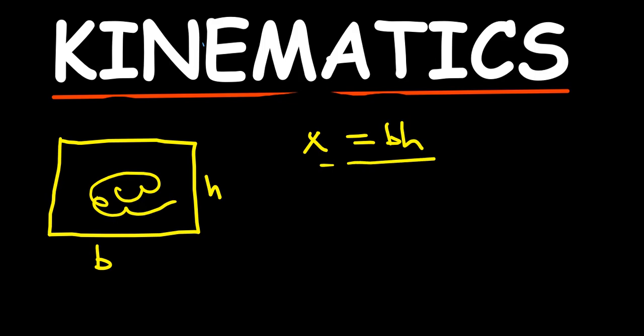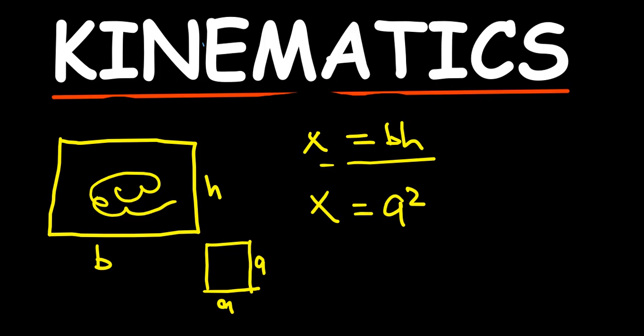What if it's a square? We know that a square has equal sides, so it means here we are going to have a there and a there. Because it's a square, it has equal sides, so our distance will just be a squared. And then what if we have this shape here? This shape is a trapezium like that.